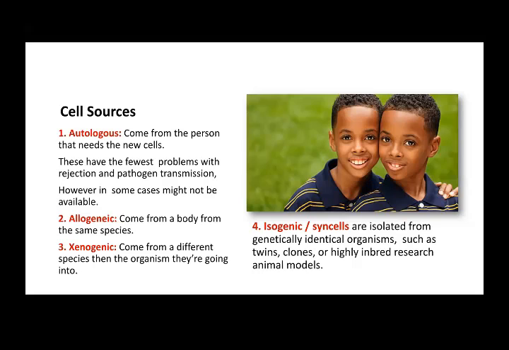Allogenic means they come from a body of the same species. Obviously, if you're going to inject it into humans, it's from a different person. You take it from one person and you inject it into the other person. That's allogenic, same species. If you take it from animals and you inject it into animals, that's allogenic for animals. Xenogenic come from a different species than the organism they're going into. Obviously, from animals to humans or humans to animals, that'll be xenogenic. Isogenic cells are isolated from genetically identical organisms such as twins, clones or highly inbred research animal models. That's isogenic. Genetically completely identical, such as twins, clones, highly inbred.